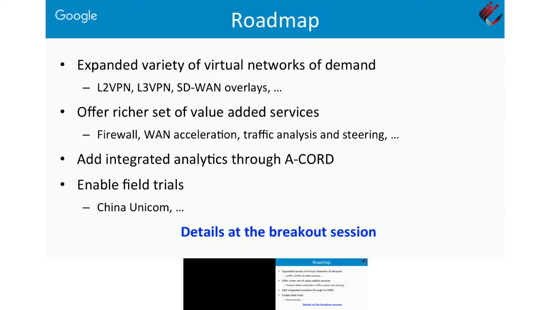And then we also want to enable as many field trials as possible because the more tested it is, the better. We are starting to work with China Unicom, as was alluded to in one of the keynotes. So we are doing that for now. There will be more details about the roadmap in the eCord breakout session later. If you are interested, please do stop by and give us your feedback.